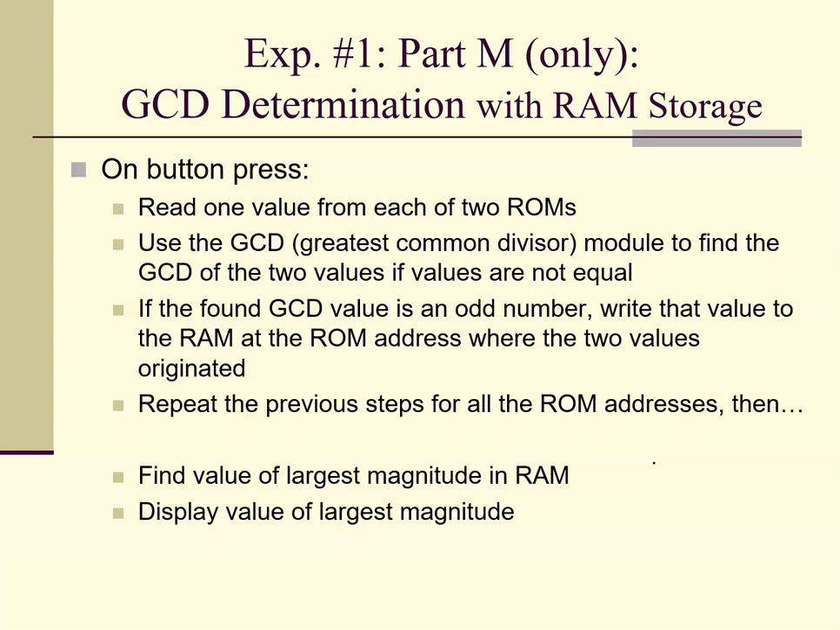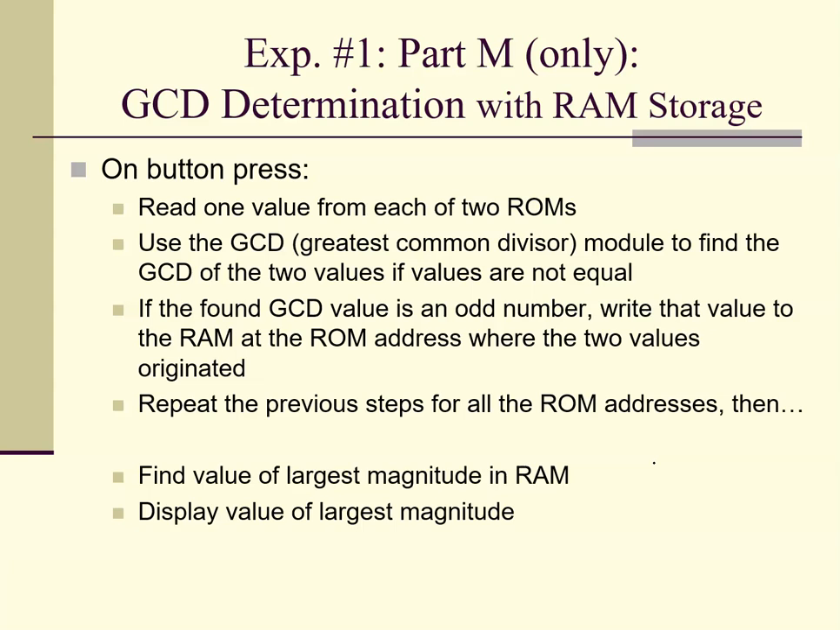And if that greatest common divisor is odd, it's going to store that value in RAM at the same address it got the data from the ROMs. If it's an even number, it's simply not going to store anything. The RAM fires up with 0 in all the locations, so it's just going to remain 0.